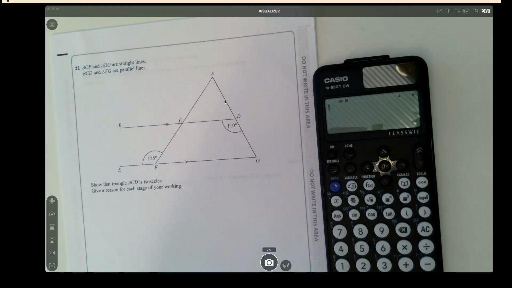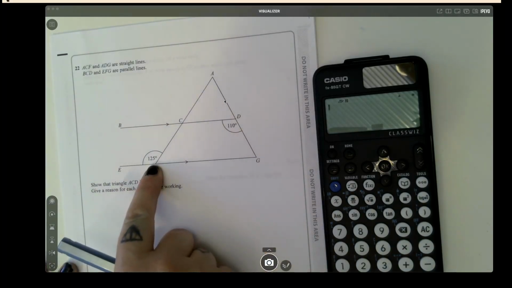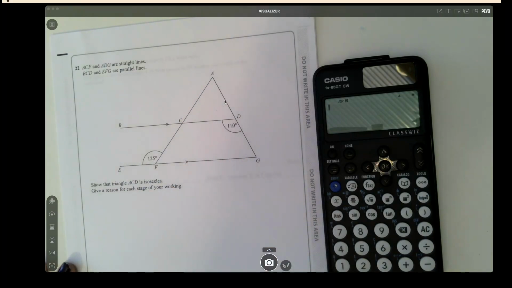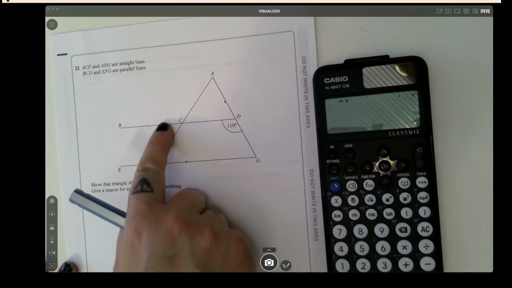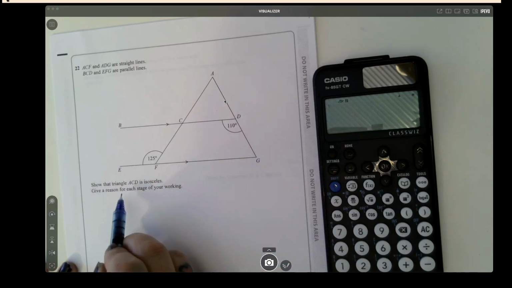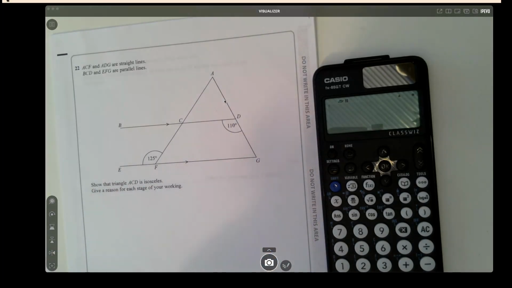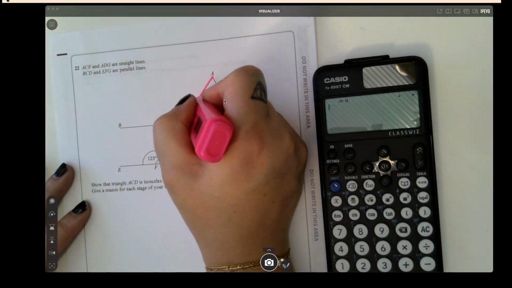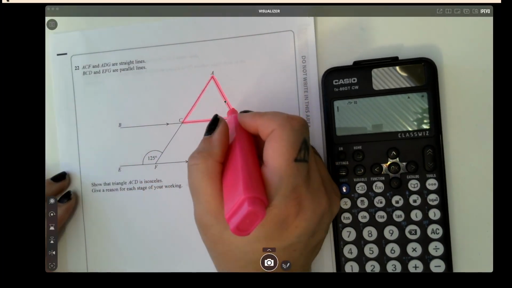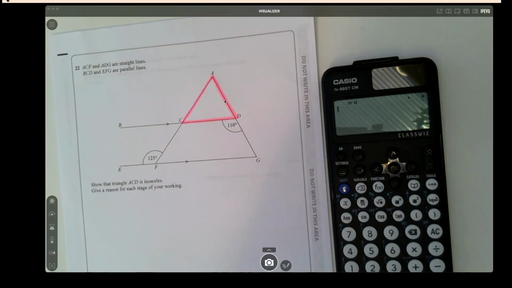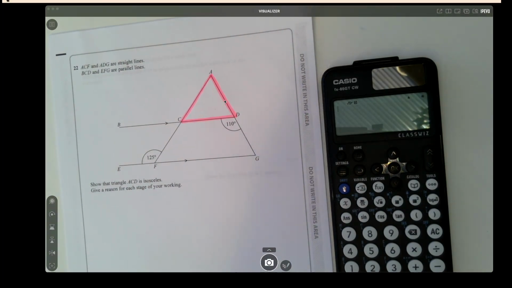Question 22. ACF and ADG are straight lines. So ACF, ADG, straight lines. BCD and EFG are parallel lines and they're marked by these arrows here. Show that the triangle ACD is isosceles. So triangle ACD is this one here. And it wants us to give a reason for each stage of our working out.